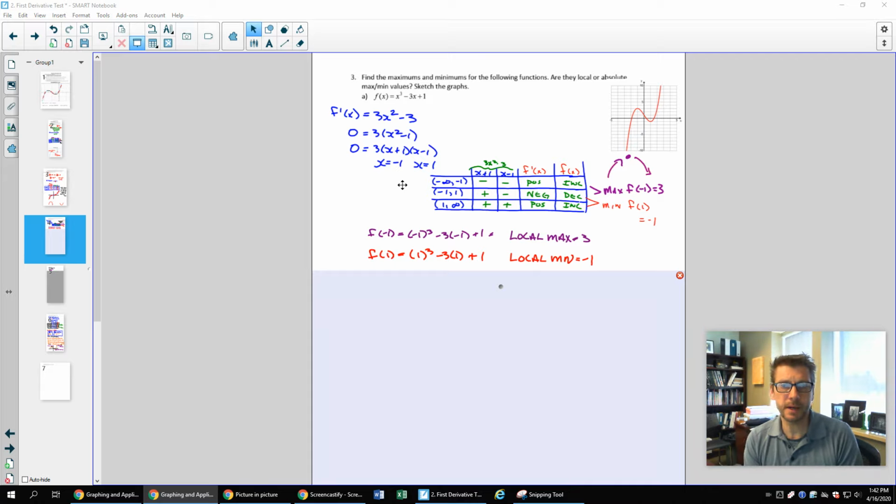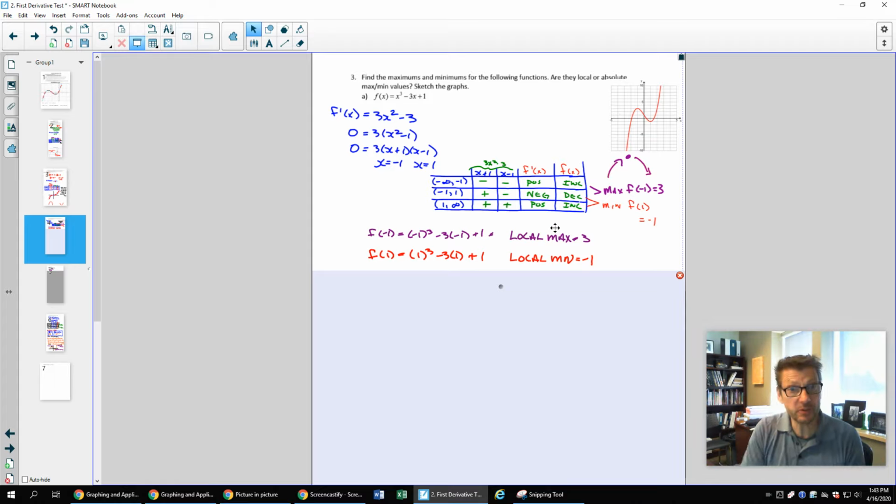That tells me to divide my domain into 3 regions: left of -1, so negative infinity to -1, between the two critical numbers, -1 to 1, and then to the right of 1, from 1 to infinity. I can either just use 3x squared minus 3, my derivative, or I can use my factors. However it is, I want to figure out where my slopes are positive. If my slope is positive, that justifies my function is increasing. If my slope is negative, that justifies my function is decreasing, all those kinds of things.